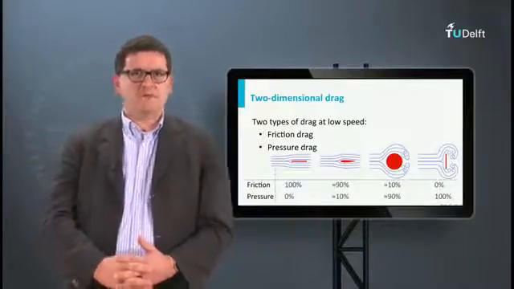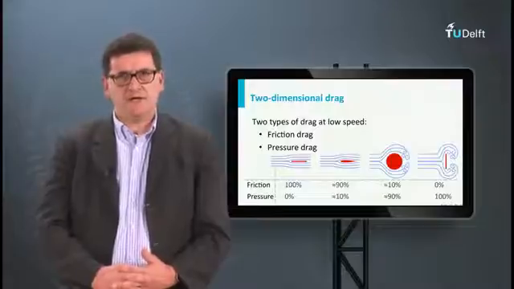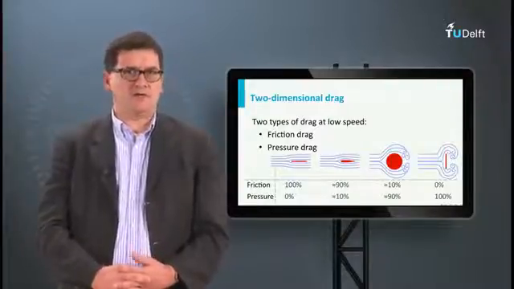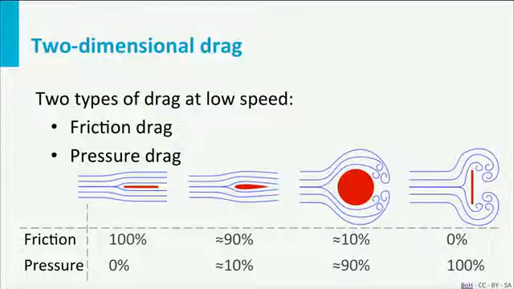To explain the difference between the friction drag and the pressure drag, I ask you to look at the following pictures. From the left to the right, you see an increase in pressure drag and decrease in friction drag. Pressure drag is a drag which acts perpendicularly to the surface of an airfoil. The friction drag acts in parallel to the surface of the airfoil.